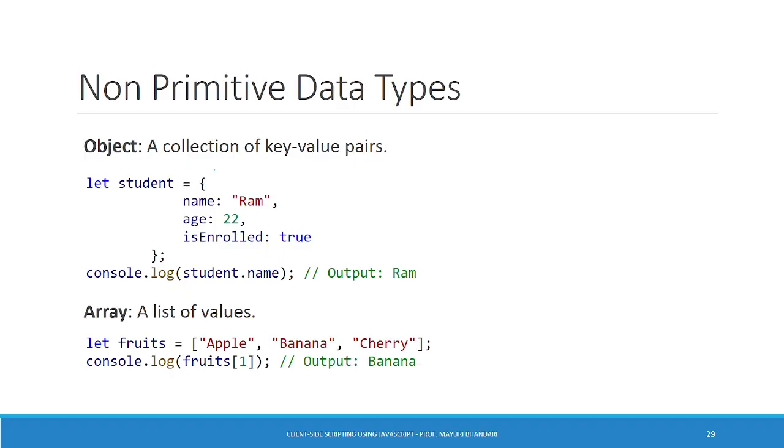The next category of data type is non-primitive data type. In non-primitive data types we have object, which is a collection of key value pairs. You can define an object like this: let student, and in curly braces you can give key and value pairs. Another non-primitive data type is array, which is a list of values. For defining an array we use square brackets, and in square brackets we give multiple values separated by commas. To access these values we use an index.